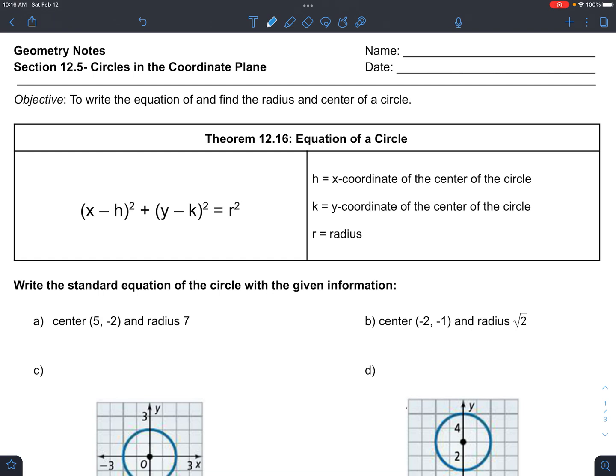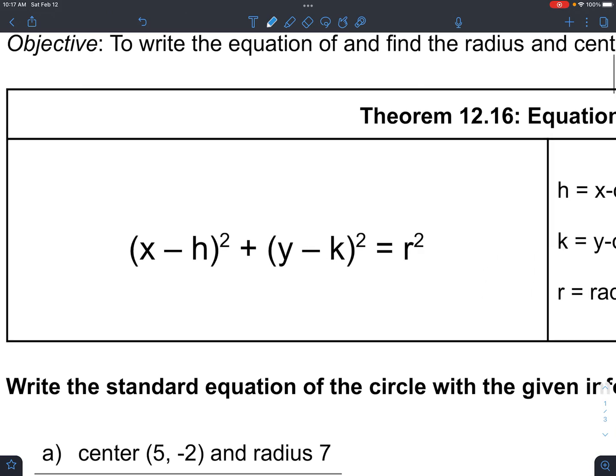All right, we have just a short bit of notes today. We're going to talk about circles in a different context. Now we're going to look at them in the xy plane. So the circle has an equation, and it comes from the definition of a circle. Basically, a circle is the collection of points that are the same distance from the center, right?